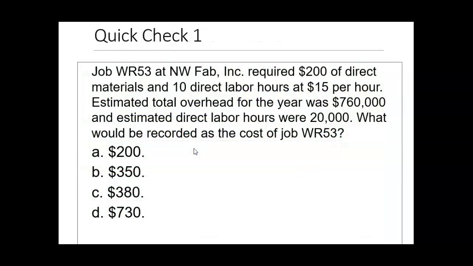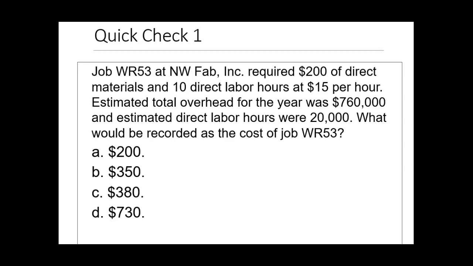For example, we have job WR53 required $200 of direct material, 10 direct labor hours at $15 per hour. The estimated total overhead for the year was $760,000, and estimated direct labor hours were 20,000 hours. What would be recorded as the cost of job WR53? You thinking about it? Okay.